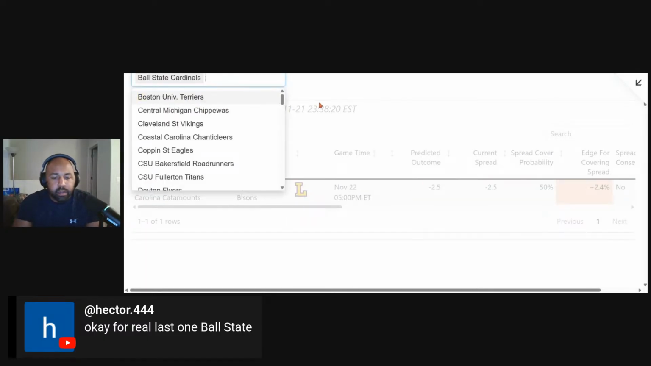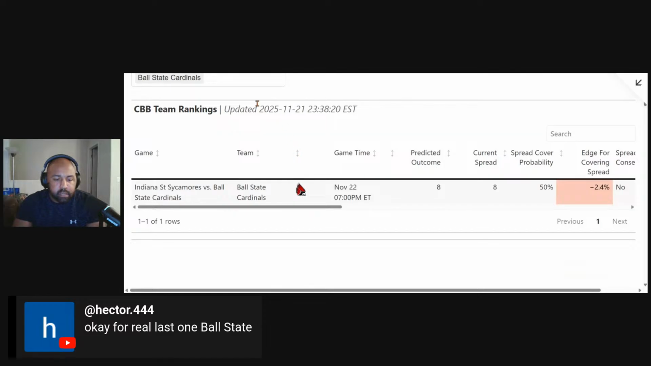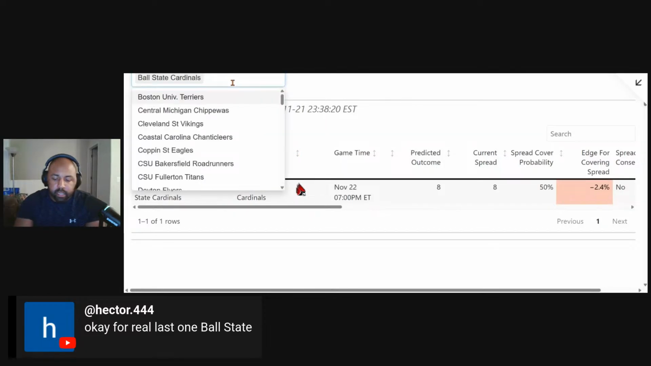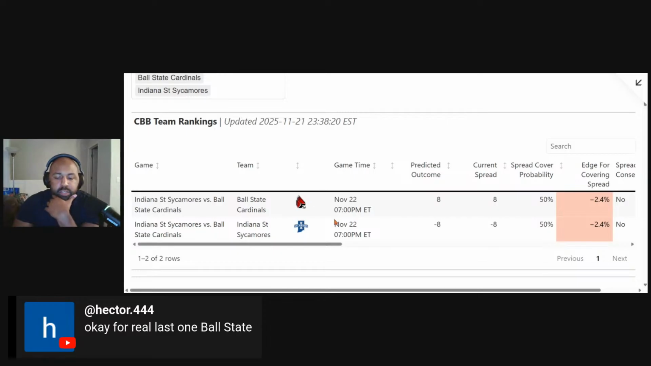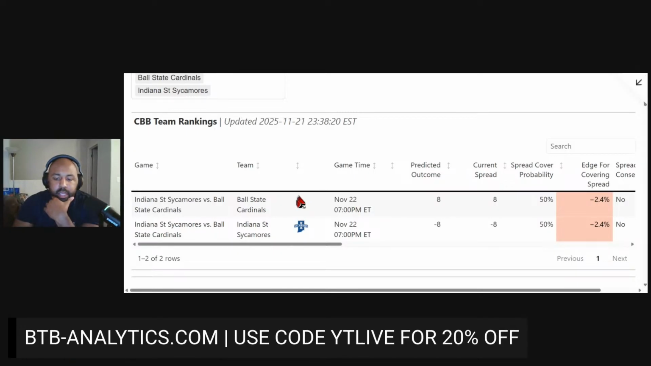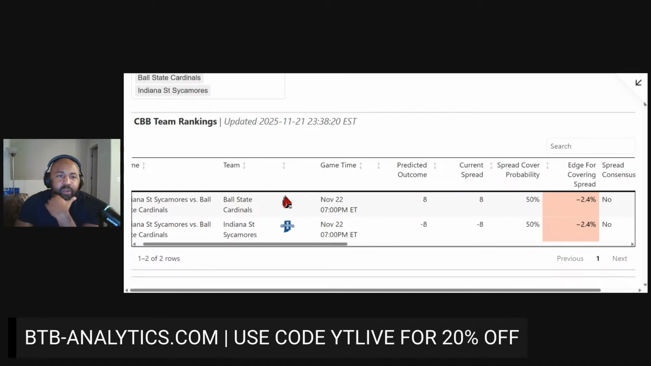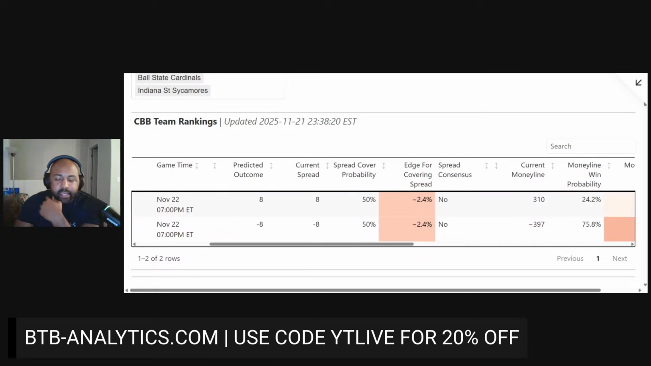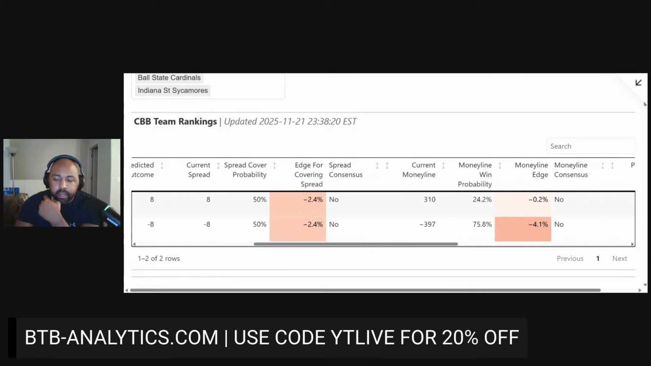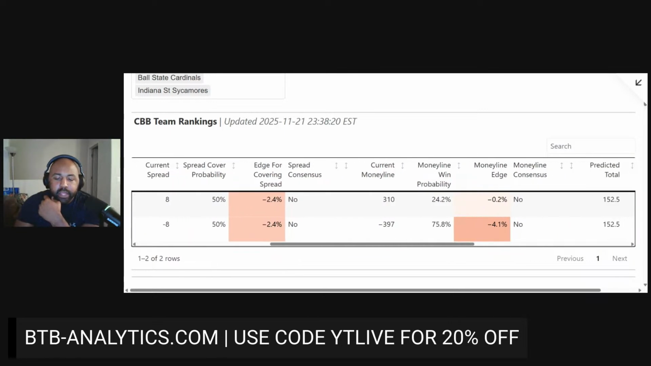Ball State. Who are they playing? Oh, they're playing Indiana State. Nice. All right, the Sycamores. Cardinals versus Sycamores. So Ball State, let's hide that. All right, Ball State, we make this again right on market, +8. That's where the current spread is. So it's going to be the same exact thing. It's going to be no edge because, again, we were right on the number. Really no edge on the money line.